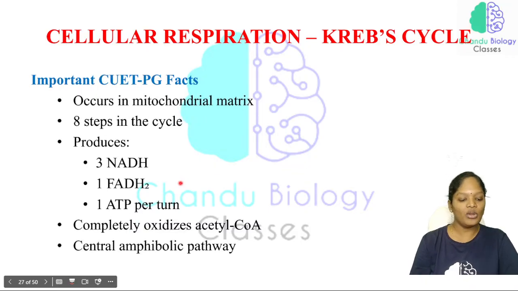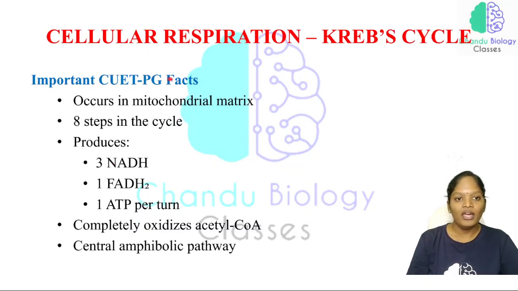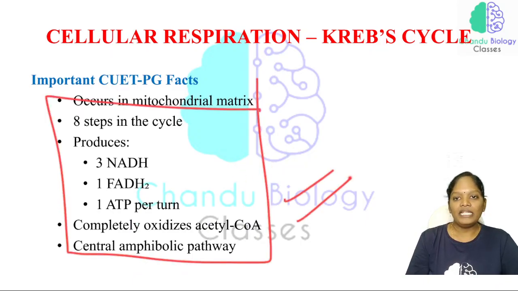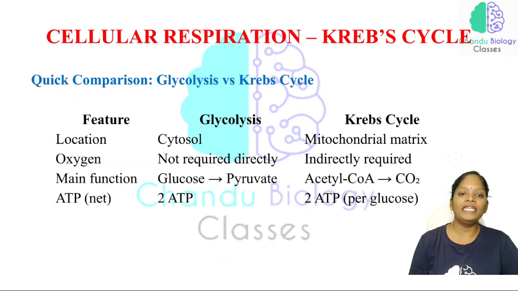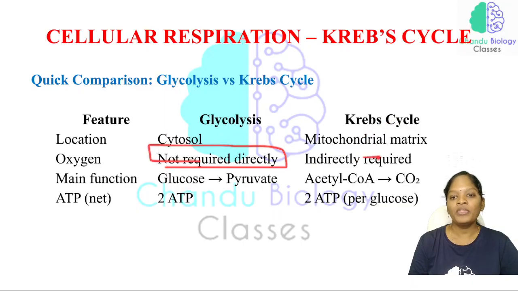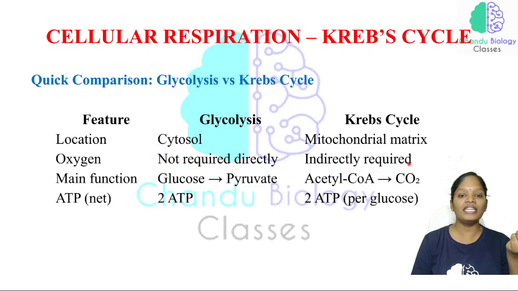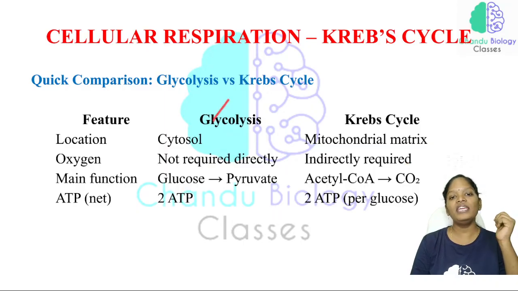Now see here, these are all important points with respect to enzymes. The same things we discussed in previous slides, kindly go through them. This is the comparison between glycolysis and the Krebs cycle. Glycolysis takes place in the cytosol, and the Krebs cycle in the mitochondrial matrix. In glycolysis, oxygen is not required directly, it is required indirectly, that's why we call it aerobic respiration. The Krebs cycle takes place in both aerobic as well as anaerobic respiration.